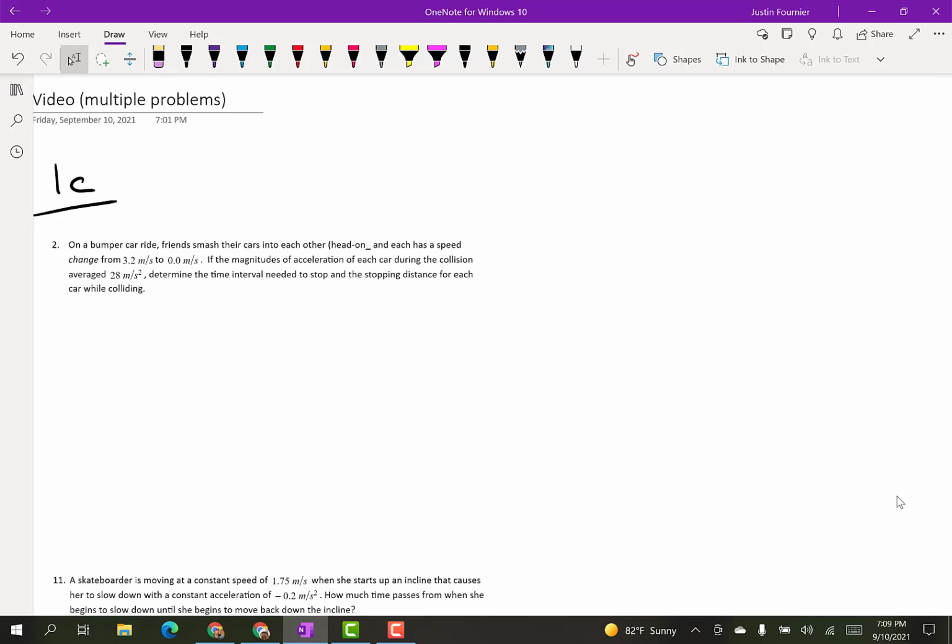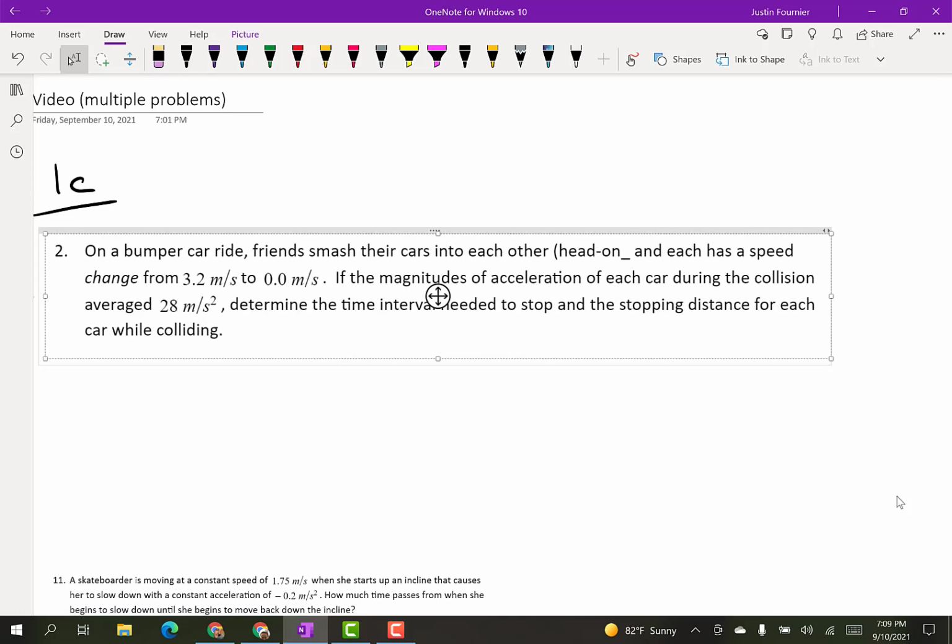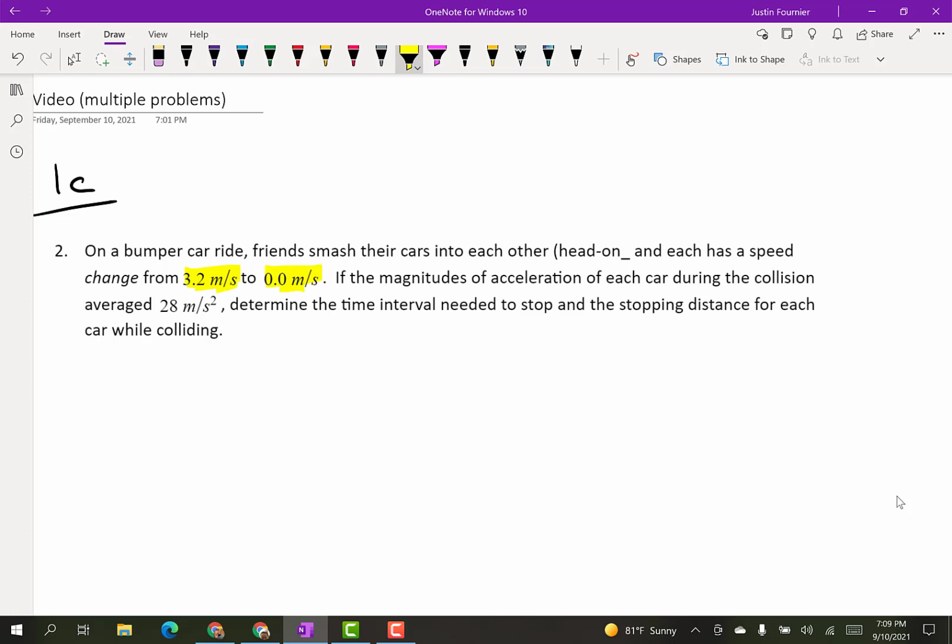All right. So this first one is on 1C, which is this one right here. It says, on a bumper car ride, friends smashed their cars into each other head-on, and each has a speed change from 3.2 meters per second to 0 meters per second. The magnitudes of the acceleration of each car during the collision averaged 28 meters per second squared. Determine the time interval needed to stop and the stopping distance for each car while colliding.